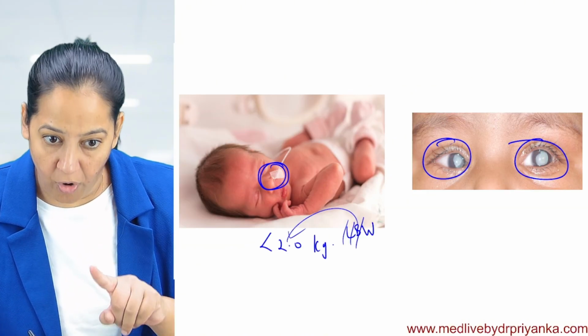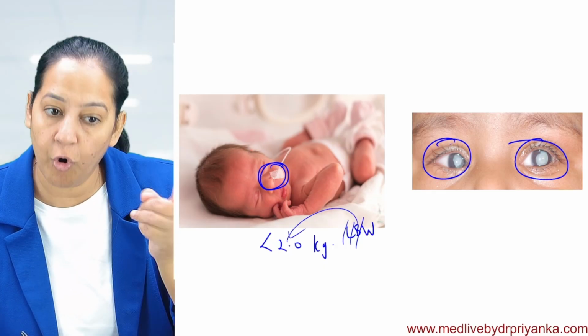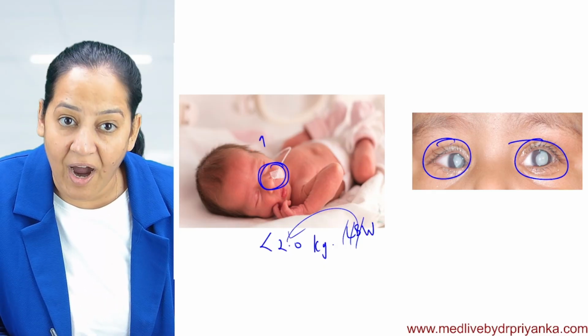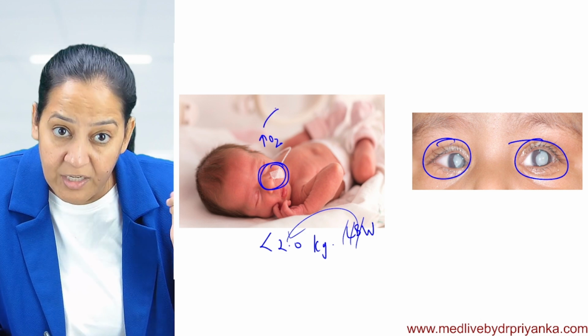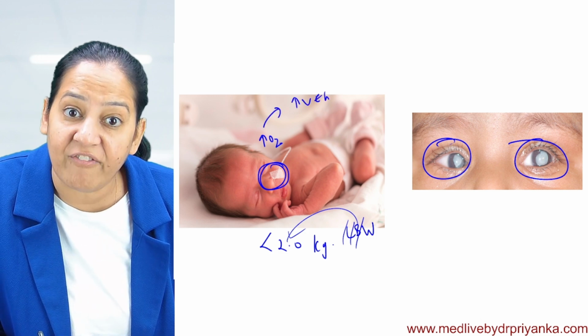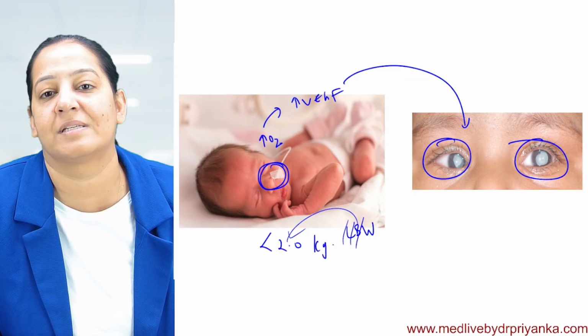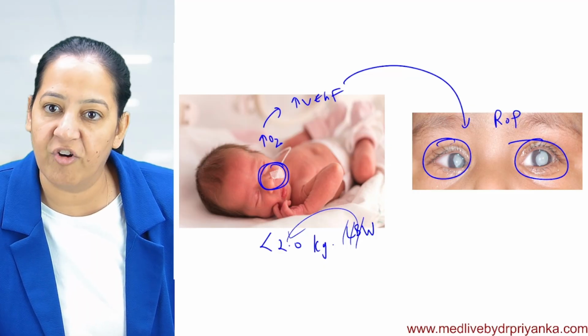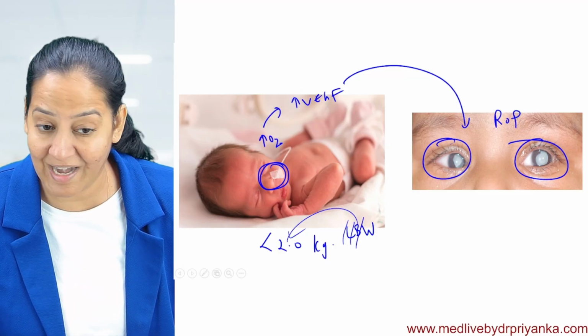If there is a newborn who is premature, who is low birth weight, and is exposed to high oxygen concentration, that will induce the synthesis of more VEGF. That will be the culprit and that will lead to this disease. The name of the disease is retinopathy of prematurity, ROP. I hope you are getting the definition.